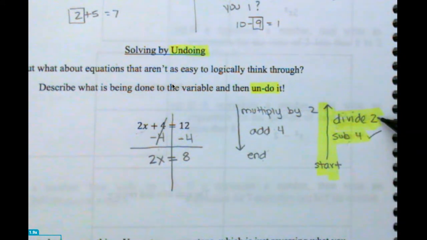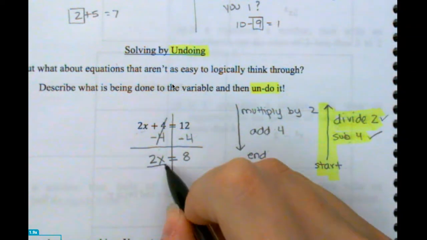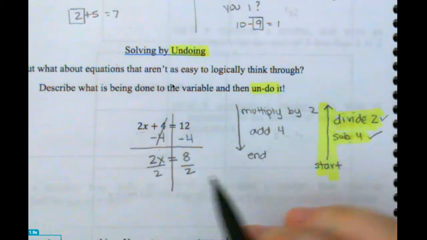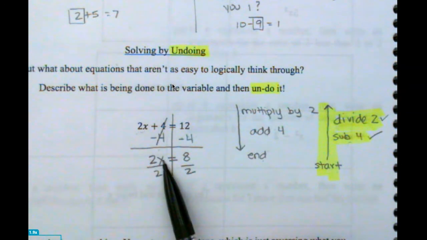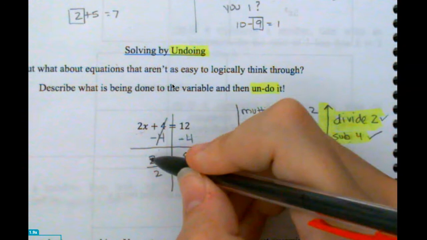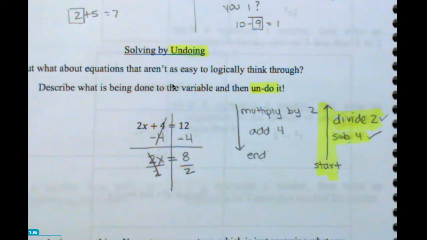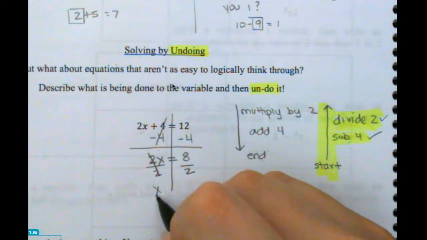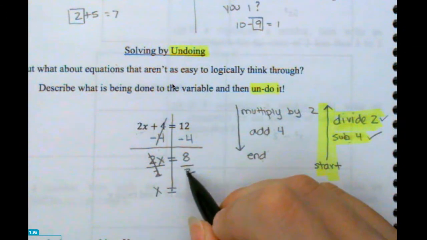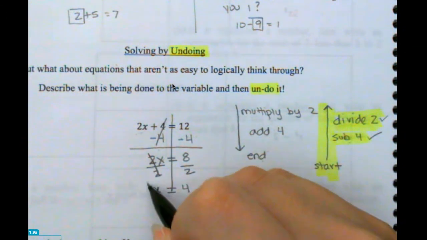What's my next step in my undoing? It says divide by 2. So I'm going to divide both sides by 2, and that makes sense because to get the 2 and the x apart, they're connected by multiplication. I need to undo them by division. That cancels out to 1, so it goes away, and I'm just left with x equals whatever 8 divided by 2 is, which is 4.